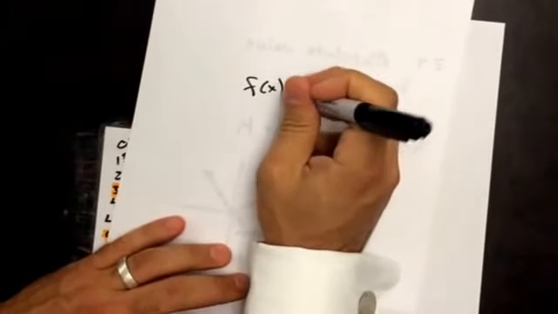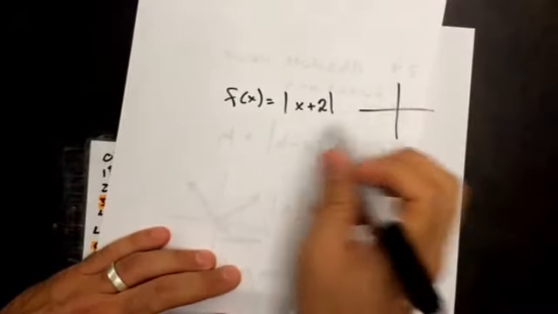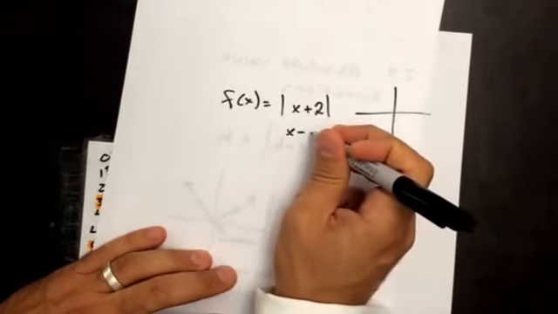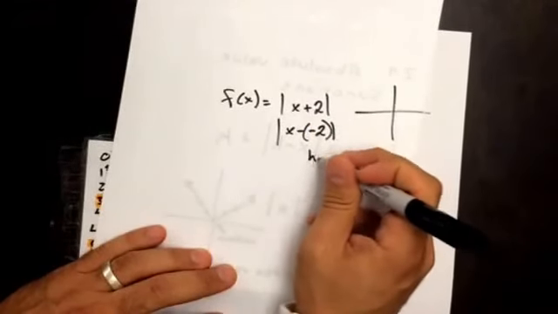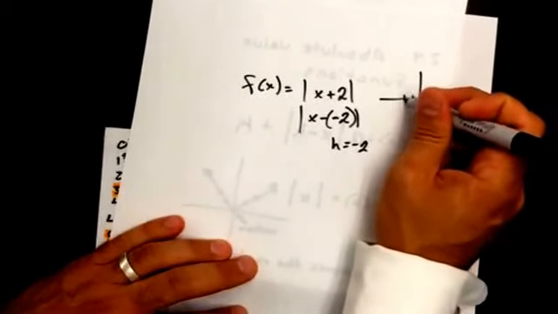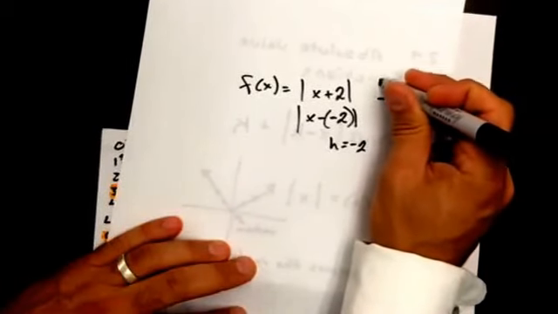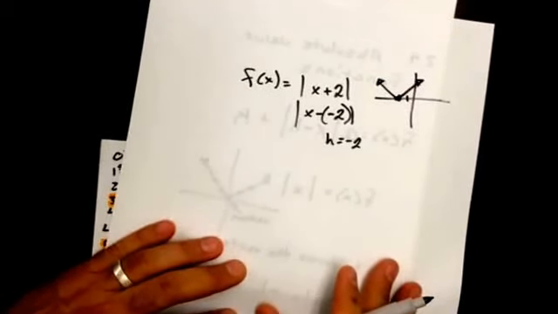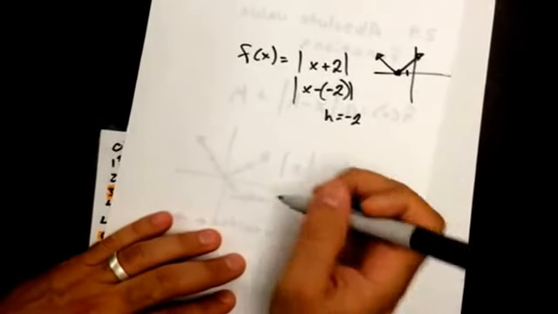If it told me something like f of x equals the absolute value of x plus 2, again, it's actually x minus h, right? So it's minus -2. My h value is -2. Since h is negative, that means I'm going to the left 2. I still have a slope of 1 and -1. So that's the new function. It just moved to the left 2. Okay? So h moves you left and right.